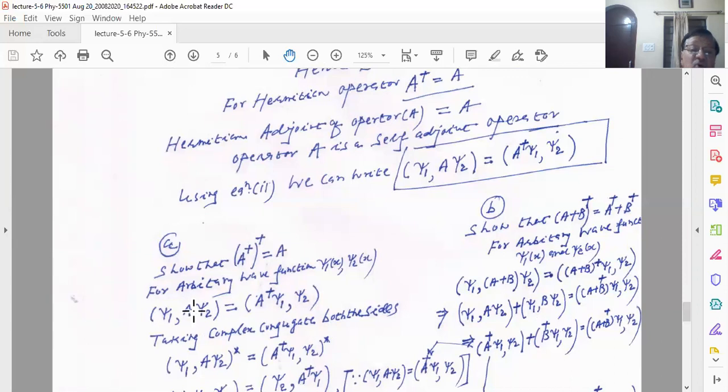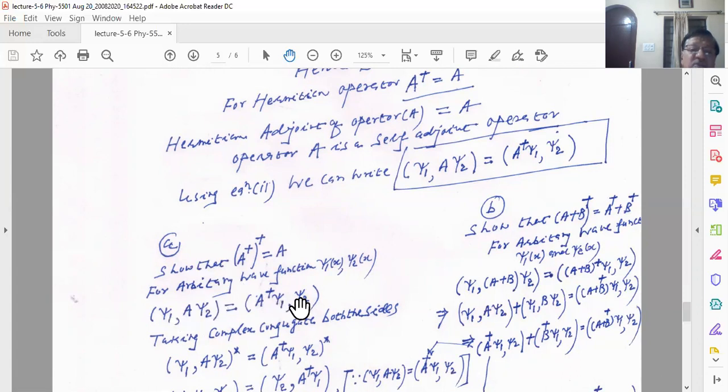Now, you know A is Hermitian. If A is Hermitian, then it is self-adjoint. So I can use this law: psi1 A psi2 is equal to A dagger psi1 psi2. This is the law which we can use. So I can use this law, A dagger psi1 psi2. This you can write because A is a Hermitian operator, and a Hermitian operator is a self-adjoint operator. And if it is a self-adjoint operator, you can have a Hermitian adjoint. So I can write this Hermitian adjoint here.